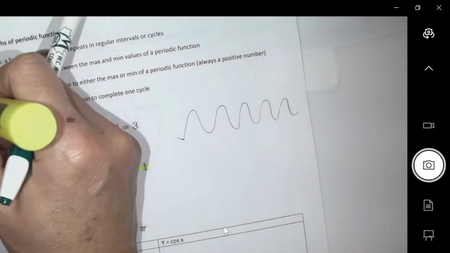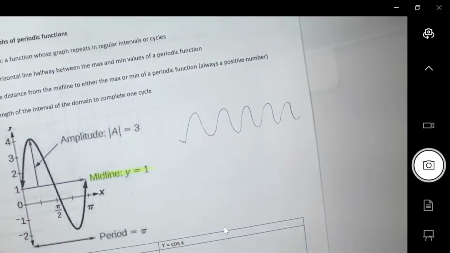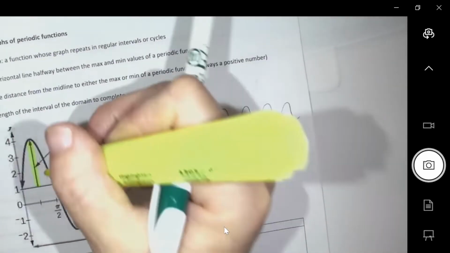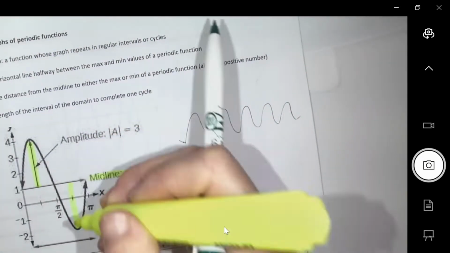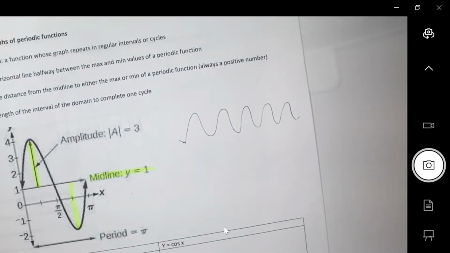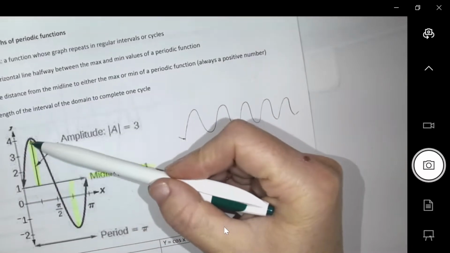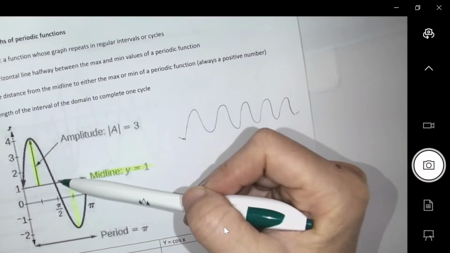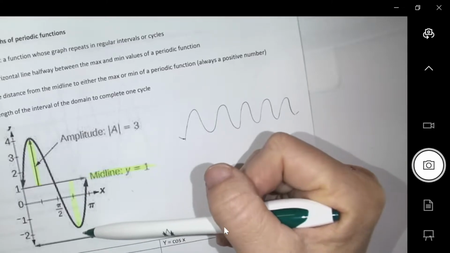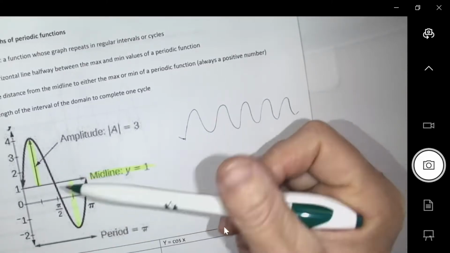Amplitude is this. Amplitude, there's amplitude. How much space am I going up off the middle? And how much space am I going down off the middle? It'll be the same, right? Because it's symmetric. So this person went up 3 from the middle, and also they're going down 3 from the middle.